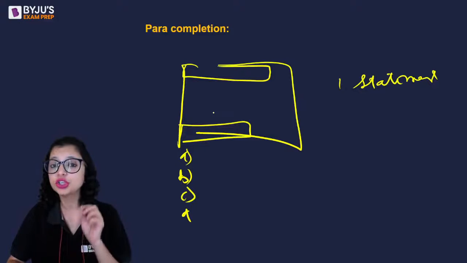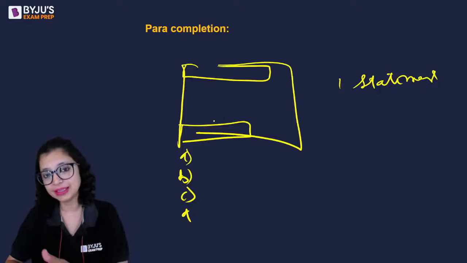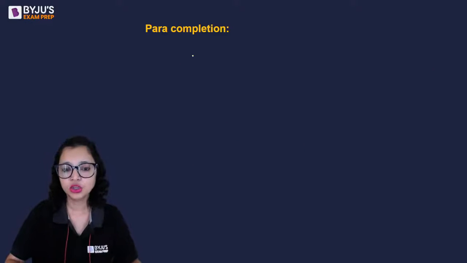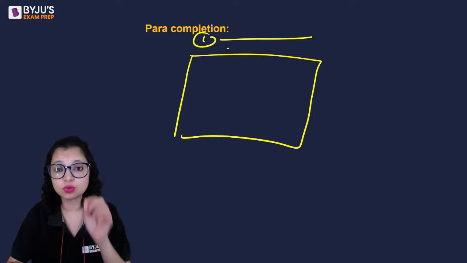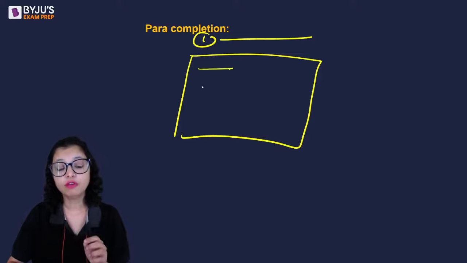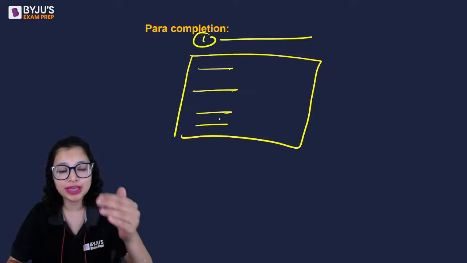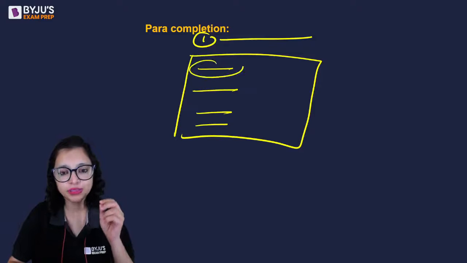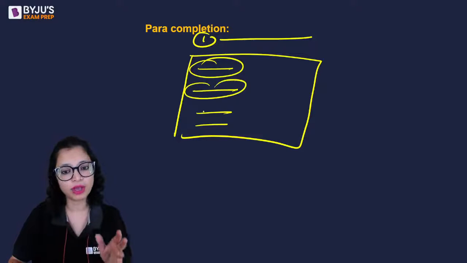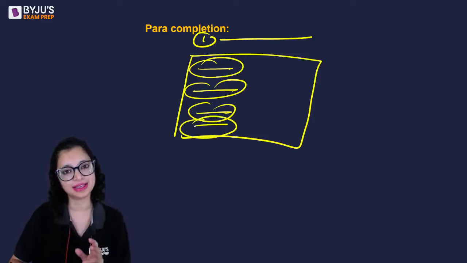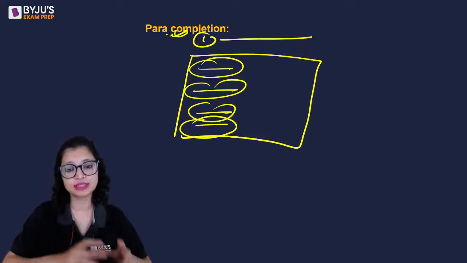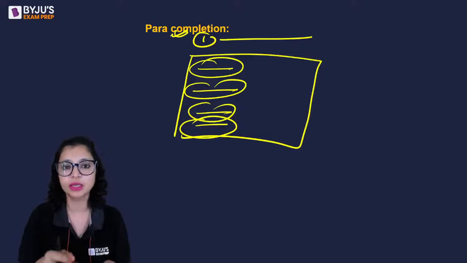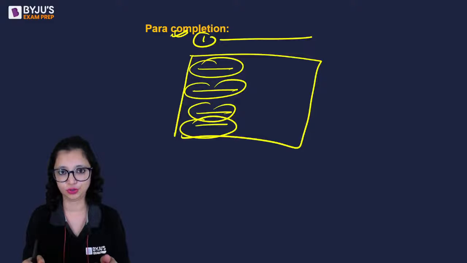But the quintessential kind of para completion question we've been getting the last 3-4 years is you have one line already given to you. And you have to figure out where this one line will fit out of the 4 blanks given to you in the paragraph. So the blank could be the first line. Usually it's somewhere in the middle. It could also be the last line. You have to figure out, according to your understanding, where this line fits among the blanks given to you.